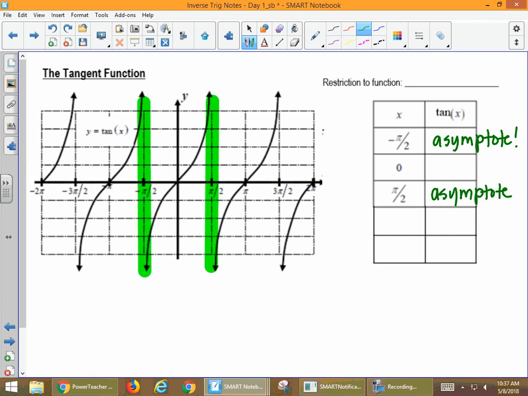At 0, tangent is 0. Mrs. Krause and Miss Stanhouse have added a couple boxes here. I think that those are for pi over 4 and negative pi over 4, because those are helpful in graphing this. At pi over 4, tangent is 1, and at negative pi over 4, tangent is negative 1. And again, our restriction is negative pi over 2 to pi over 2. And we'll write the domain and range very formally here in just a second.